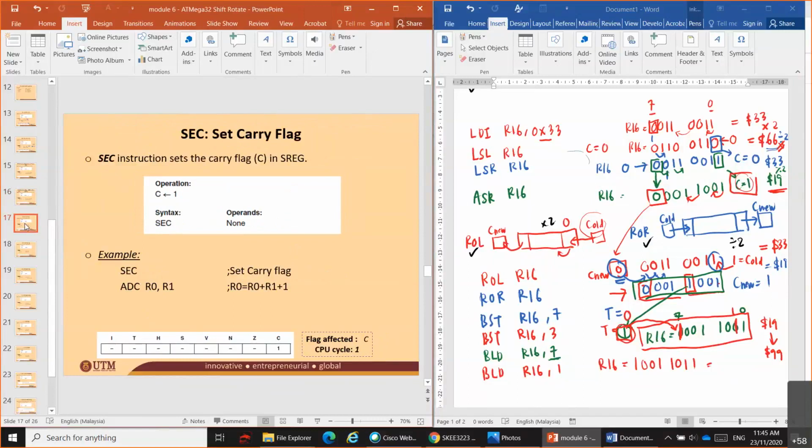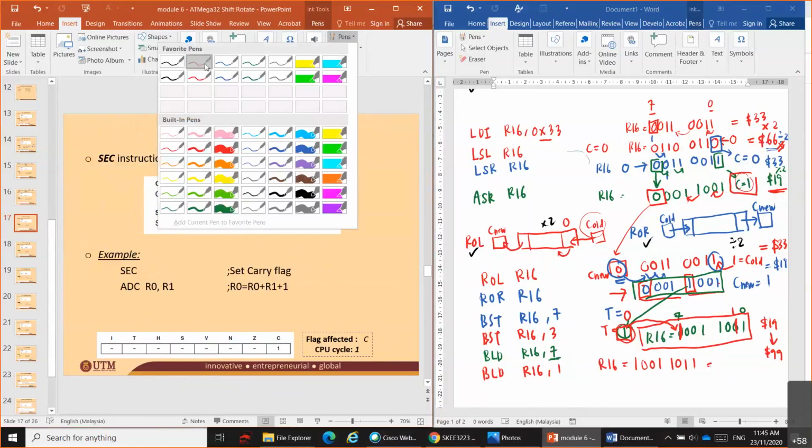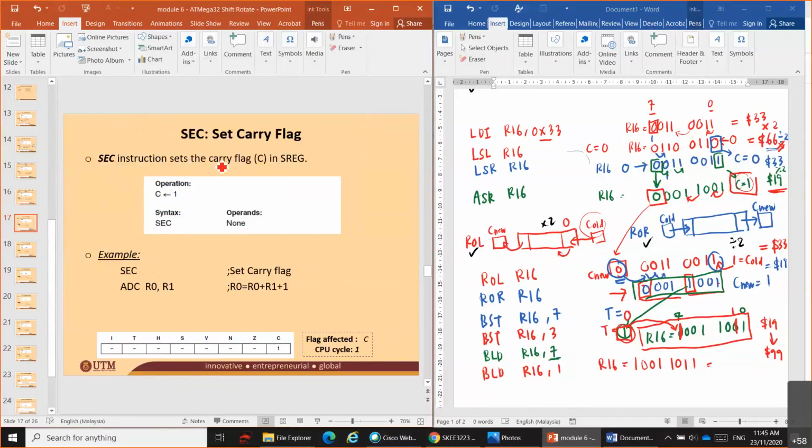So we have the SEC. SEC stands for set carry flag. This instruction sets your carry flag in your status register. So with SEC, you put 1 to your C flag, so automatically your C equals 1. What about the other flags? The other flags are not affected. Only the C flag equals 1.